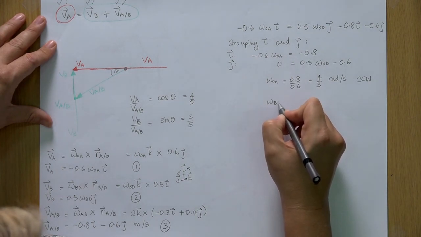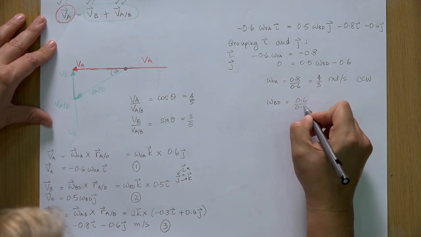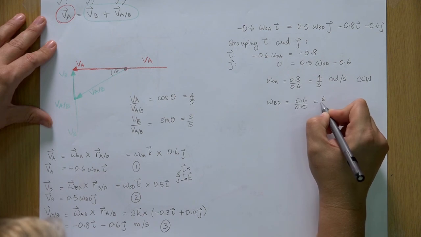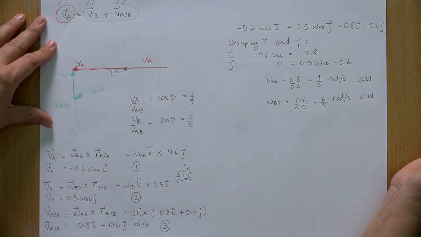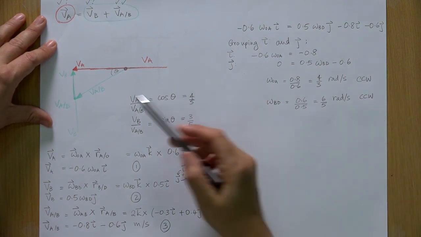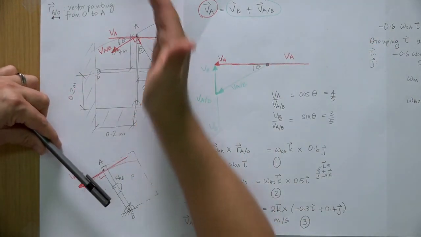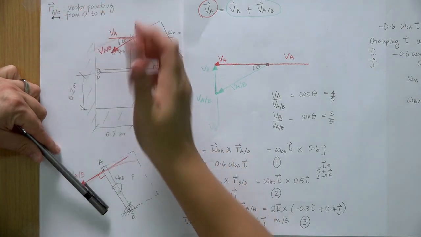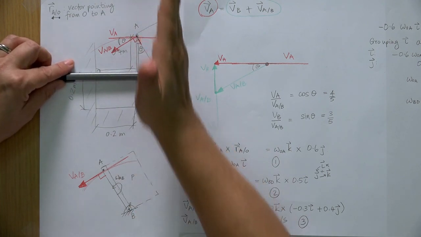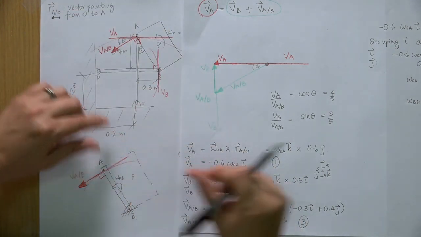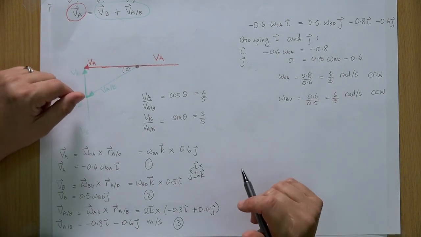We get omega BD equals 0.6 over 0.5, also counterclockwise. Does this agree with what I've drawn here? VA we found to be moving leftward, which corresponds to a counterclockwise motion of omega OA. VB we found to be moving up, which also corresponds to a counterclockwise motion of omega BD. So the geometry and the algebra are in agreement.